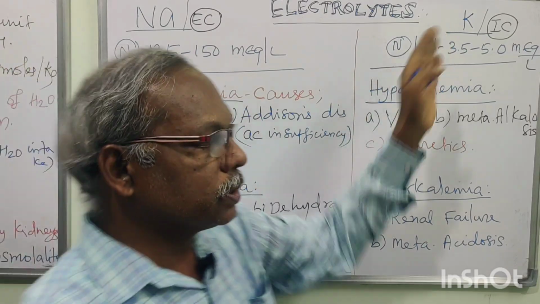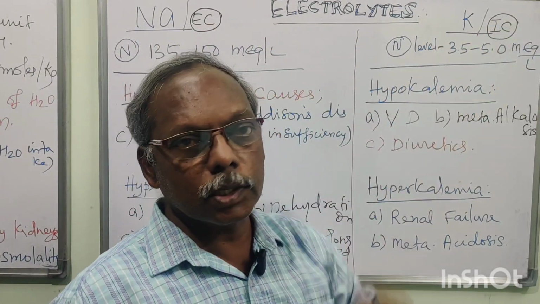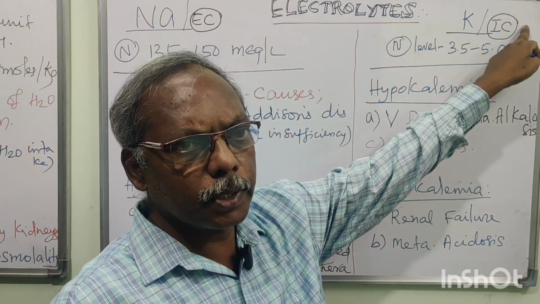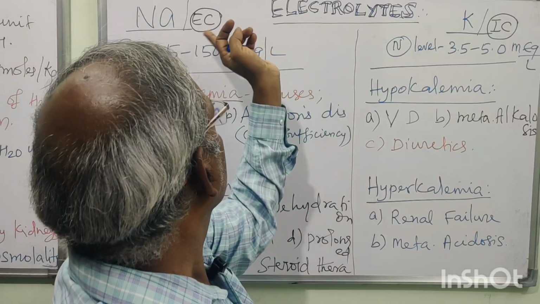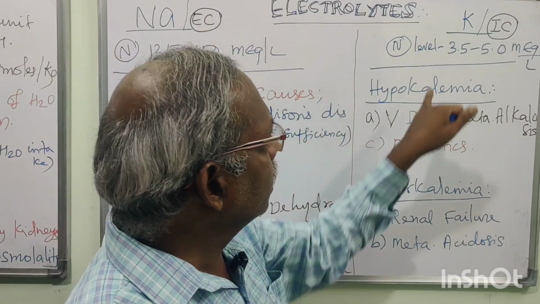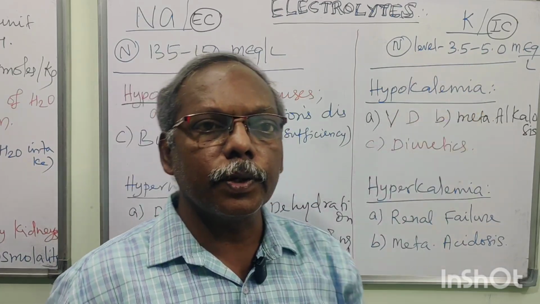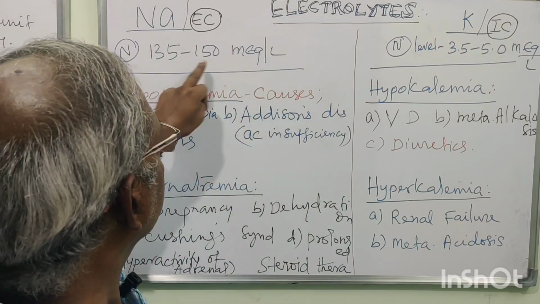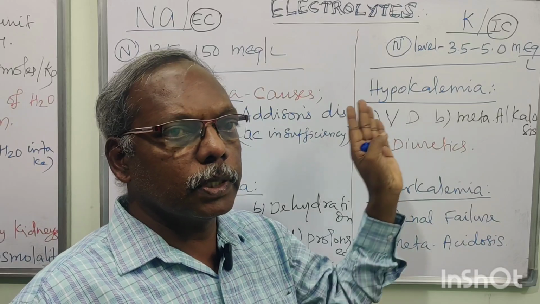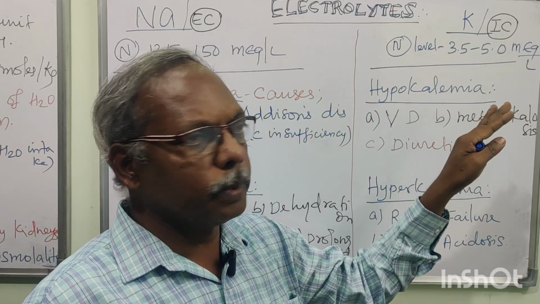Okay. The next question is regarding potassium. The IC and EC means intracellular and extracellular. Sometimes in MCQ they will ask: intracellular major cation is potassium, extracellular major cation is sodium. The normal level is 3.5 to 5.0. Very simple. This is 135 to 150. You remove the 1, put a dot in between these two. 3.5 to 5.0 milliequivalents per liter. The unit is the same for sodium and potassium.